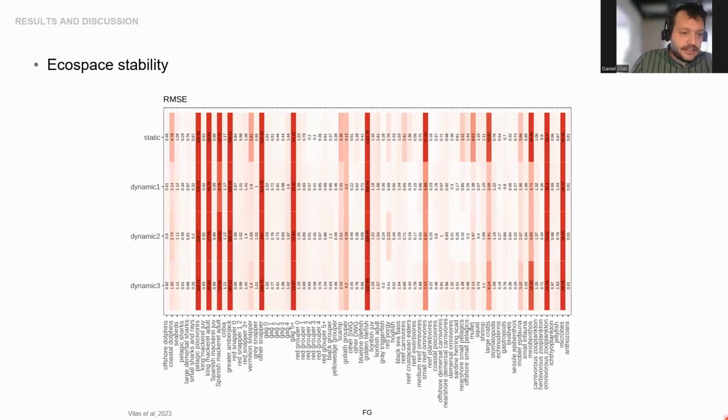Here is the representation of the Ecospace stability, the root mean square error result, going from the static on the top row to the last row, which is the fully dynamic. I put that in that slide just to visualize how the functional groups evolve as you build that complexity in terms of spatial temporal information. It helps to visualize which groups we want to pay more attention to, where there are more differences. So we have this more dark red.